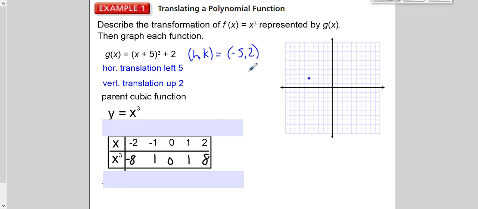But before we graph this, we really want to take a look at the parent function, x cubed. If we make a table for y equals x cubed and use x as negative 2, negative 1, 0, 1, 2, and cube those numbers, we can get the start of our parent function graph. So negative 2 times negative 2 is positive 4, times another negative 2 makes it negative 8. So a negative number cubed is going to give us a negative number. So let's graph these. (Negative 2, negative 8).